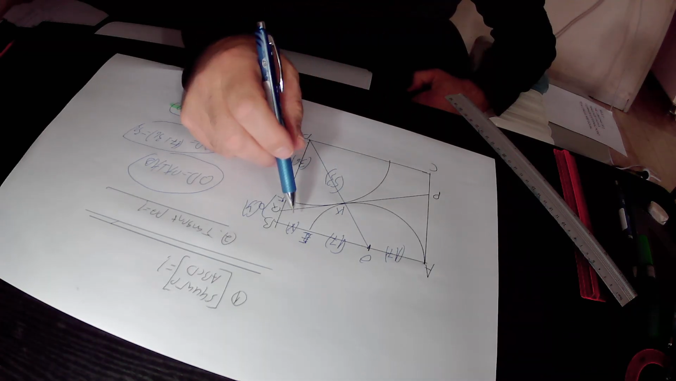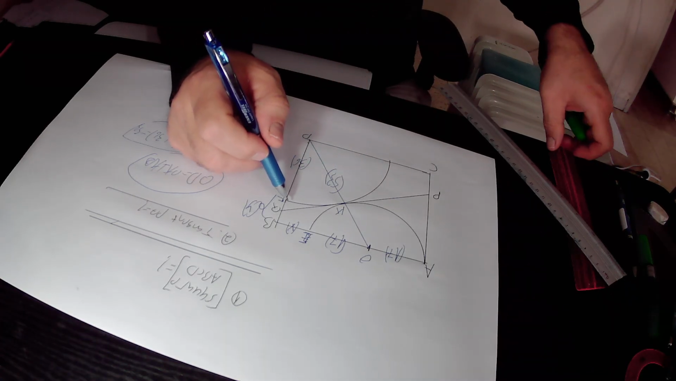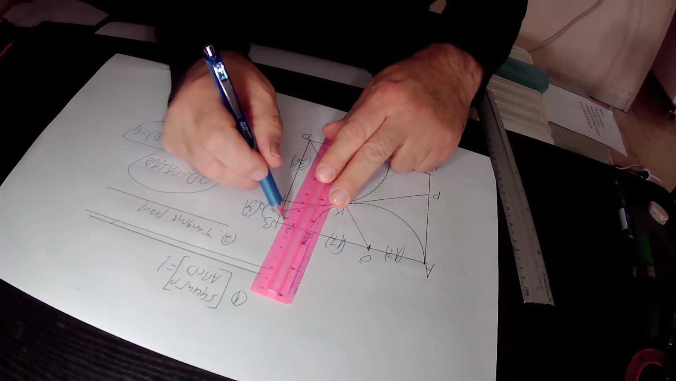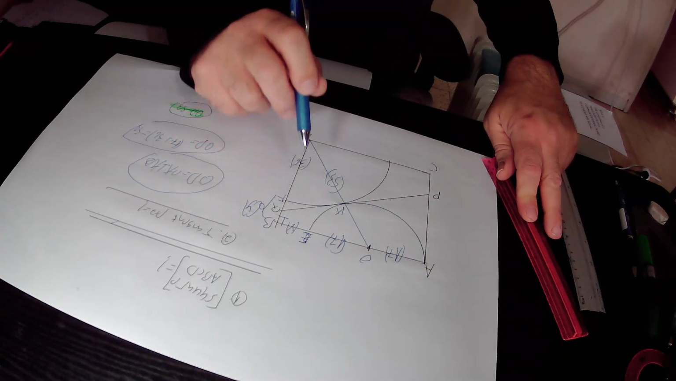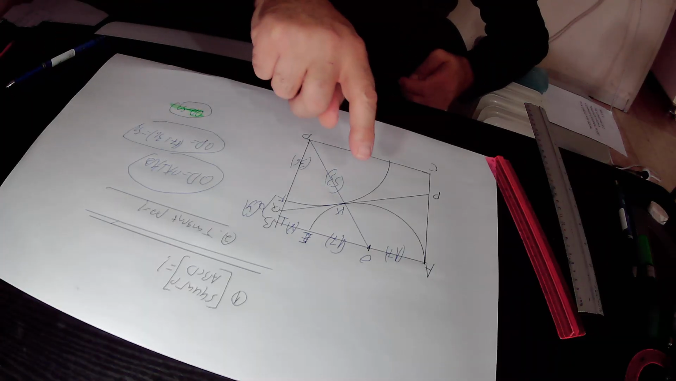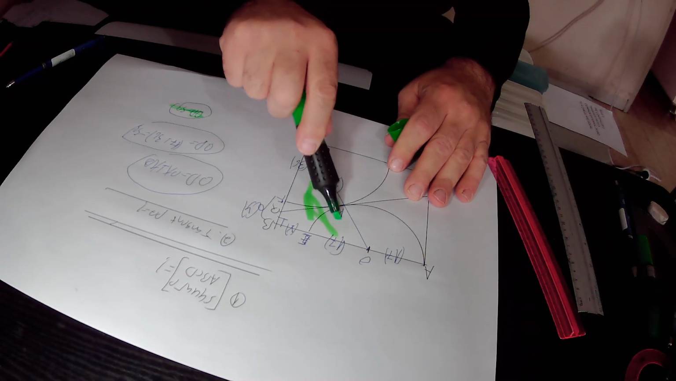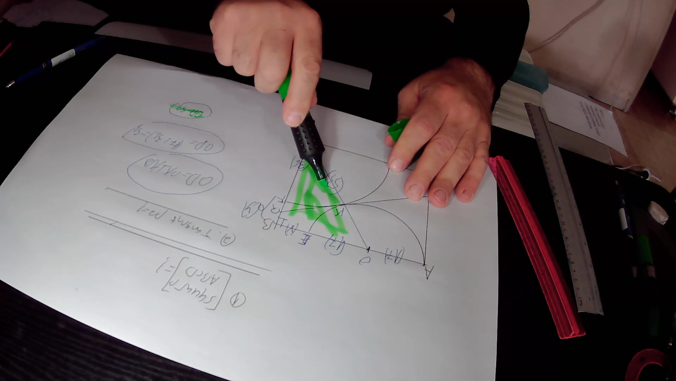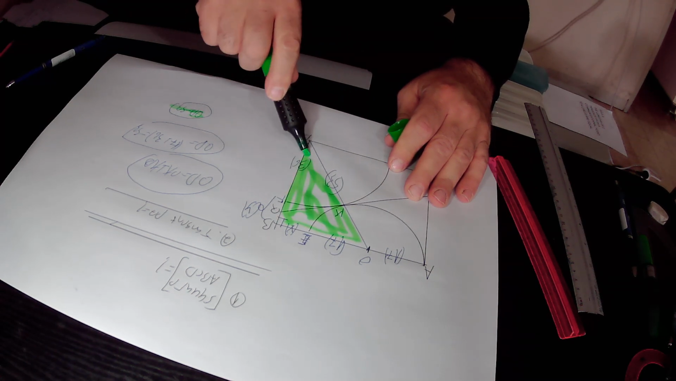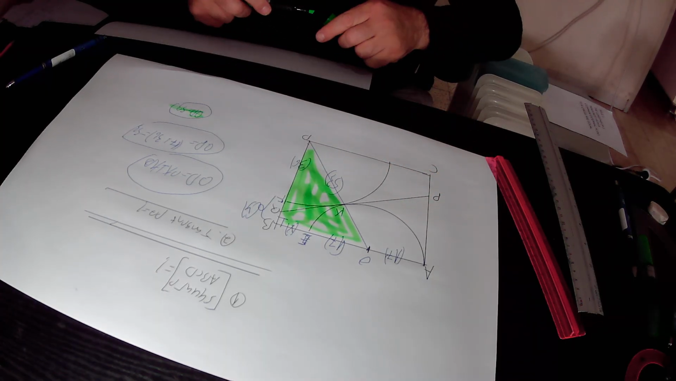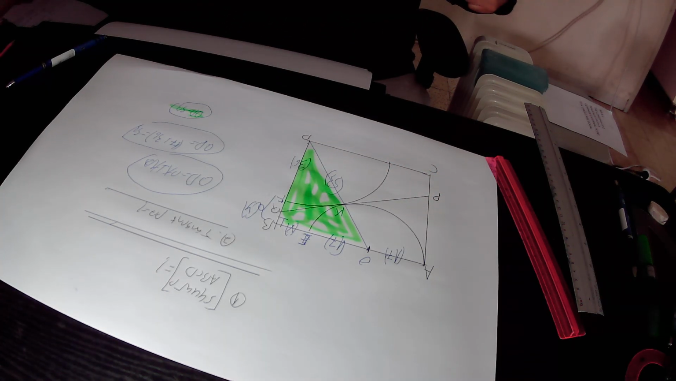ABCD is a square, therefore this is a right angle. So in the next step, we will implement the Pythagoras theorem on this right green triangle, triangle OBD. According to the Pythagoras theorem, in a right triangle, the square of the hypotenuse equals the sum of the squares of the perpendiculars.